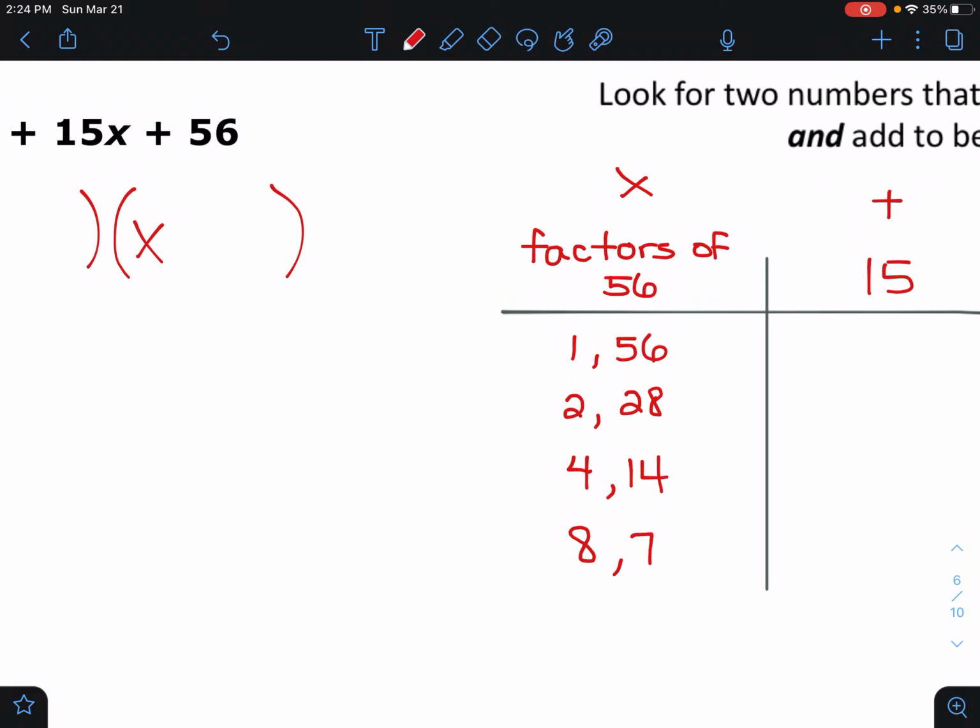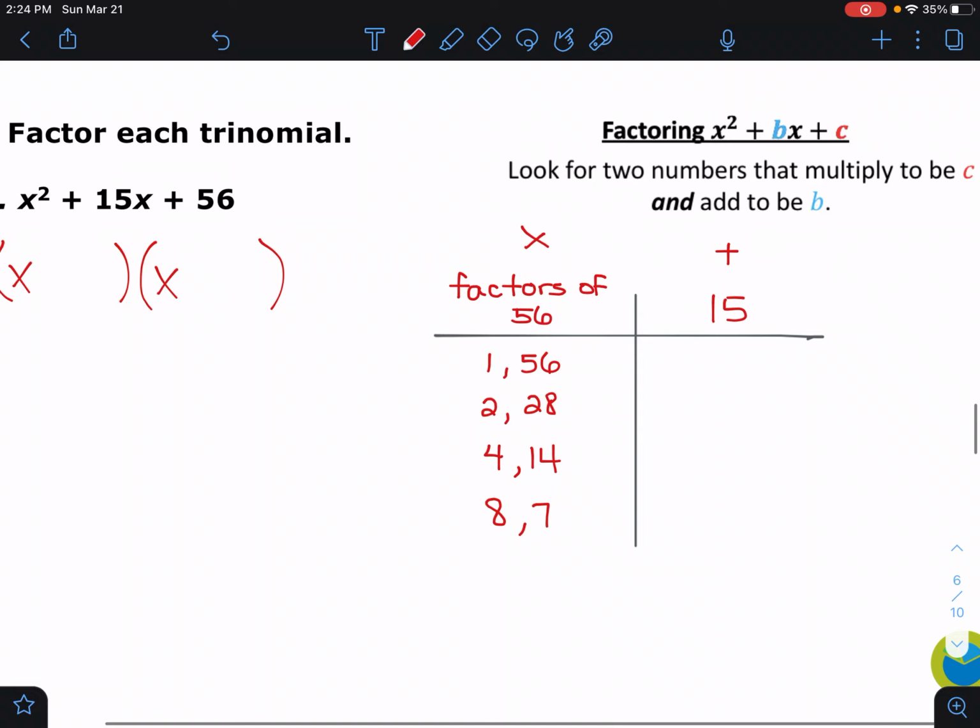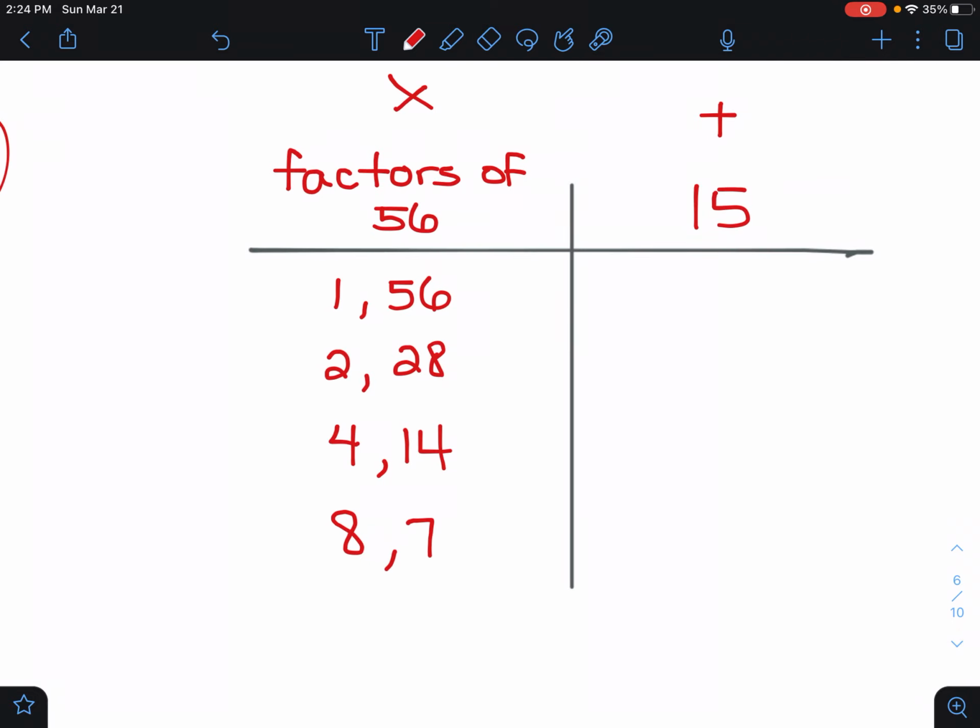And if you add these up and you can't find one, maybe you are missing a pair. So let's just start with these and see if we've got one. So 1 plus 56. Again, maybe you don't write all this out. You just go, oh, that's 57. Nope. 2 plus 28 is 30. Nope. 4 plus 14.